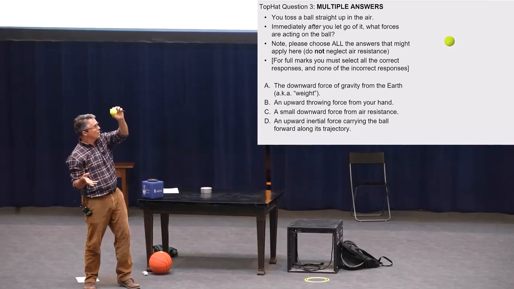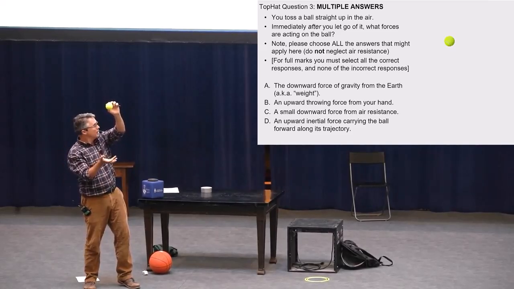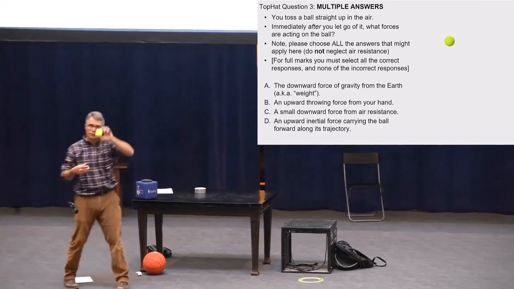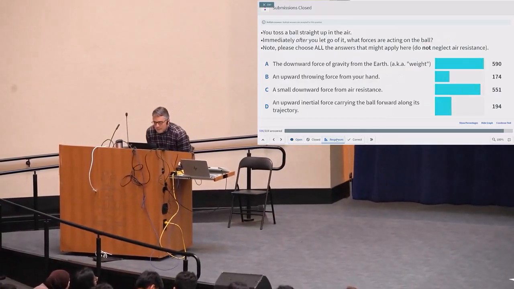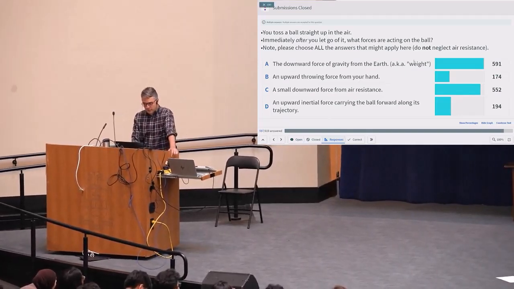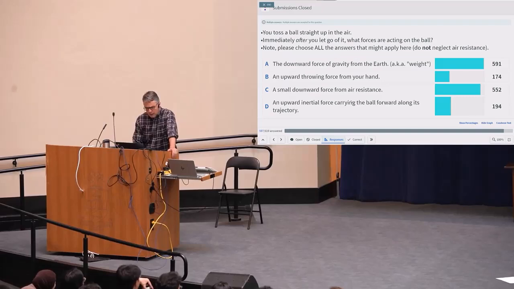A, the downward force of gravity from the earth, which we call weight. B, an upward throwing force from my hand. C, a small downward force from air resistance. D, an upward inertial force carrying the ball forward along its upward trajectory. Drum roll. Responses are... So a lot of people voted for weight, which I think has got to be true, right? All of us have the downward force of gravity on us.